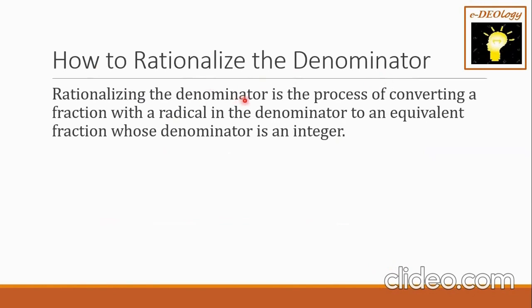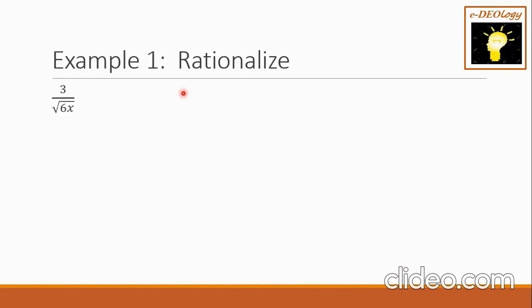Rationalizing the denominator is the process of converting a fraction with a radical in the denominator to an equivalent fraction whose denominator is an integer. Let's have example 1. Rationalize the fraction 3 over the square root of 6x.